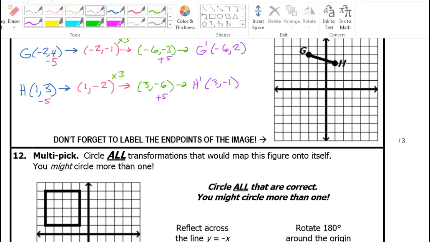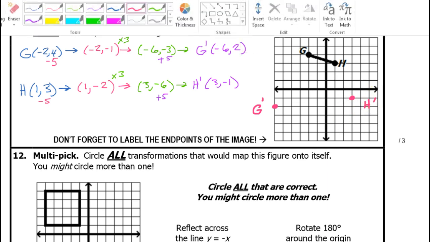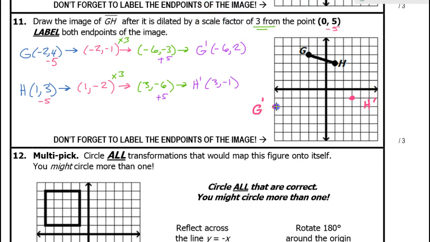So that's it. I would just graph these guys. -6, 2 is going to be right here. Alright, and that is my G prime. And 3, -1 is going to be right here. And that is my H prime. Alright, that's it. That's what the answer would look like. So that is how you would do this algebraically.